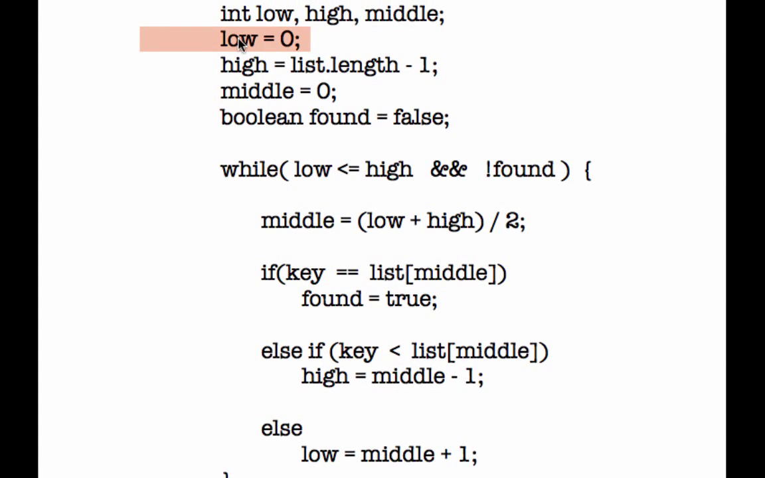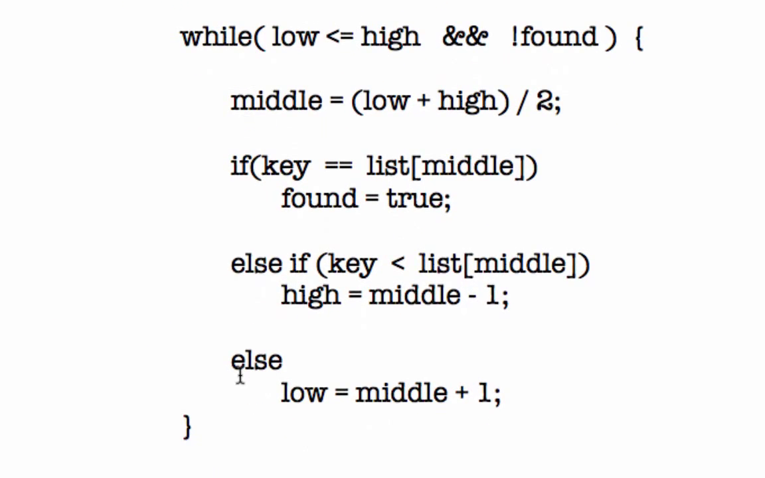Remember, low starts at 0. Now, if I'm here, that means that the value that I'm looking for, key, is not likely to be in the first half, the half that starts with index 0 and goes to the middle. So I can discard, I can eliminate all those indexes between 0 and middle. And the new value of low is middle plus 1. So I'm going to repeat the loop.